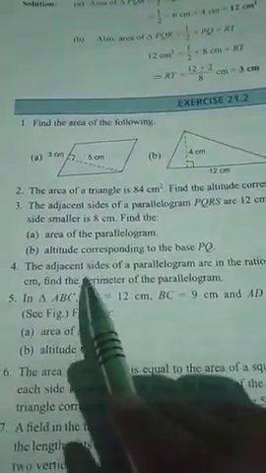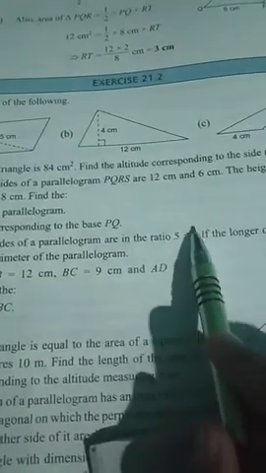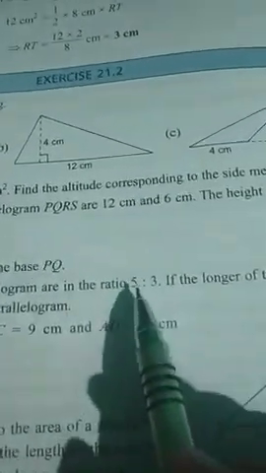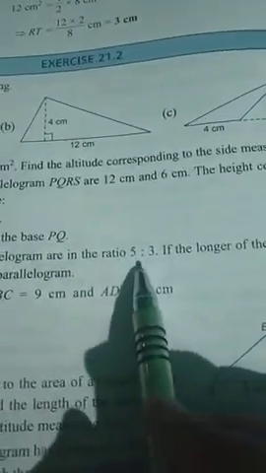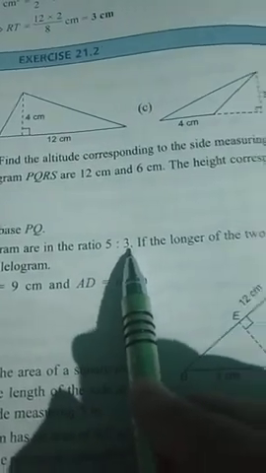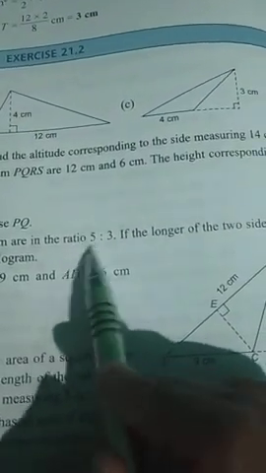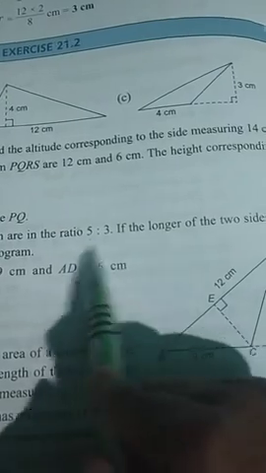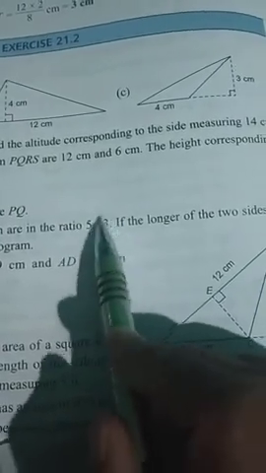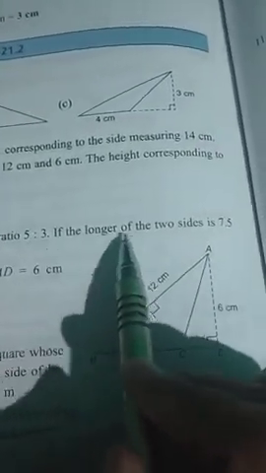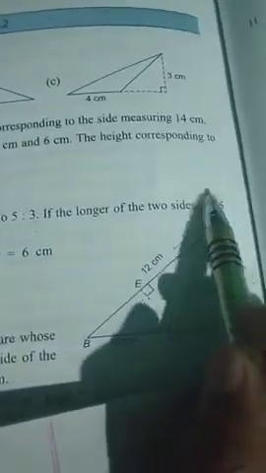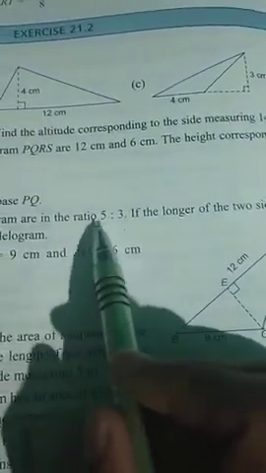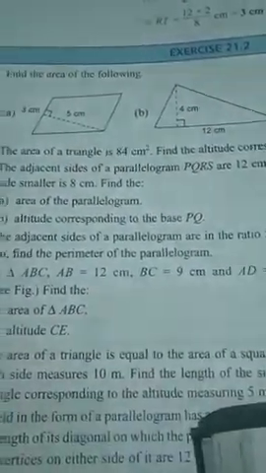Now question number 4. The adjacent sides of a parallelogram are in the ratio. This time the adjacent sides are given in a ratio, so you can let the sides be 5x and 3x. Definitely 5x will be the longer side because 5 is more than 3, and 3x will be the smaller. If the longer of the two sides is 7.5 centimeter, so a side is also given, but its ratio is given here. Find the perimeter of the parallelogram.